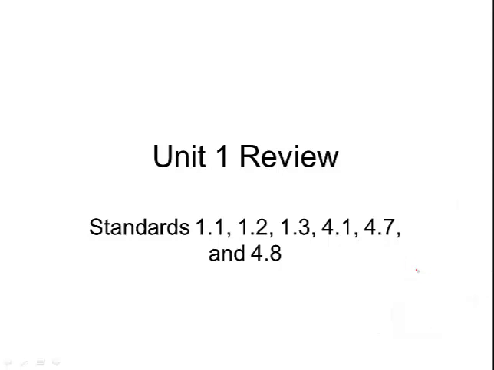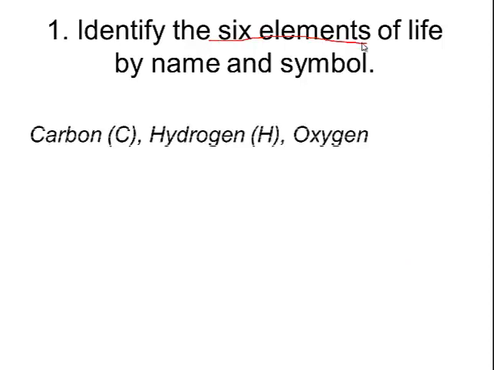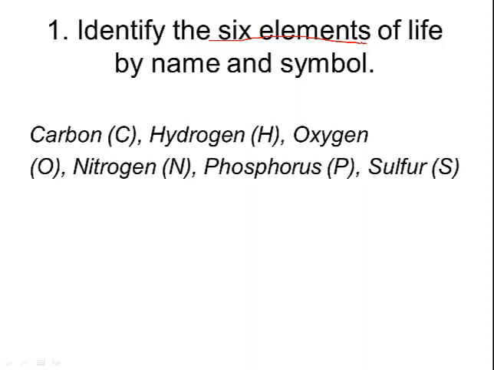Okay, in this podcast we're going to do a quick review of all the concepts that we learned in Unit 1, which was standards 1.1, 1.2, 1.3, 4.1, 4.7, and 4.8, basically the chemical basis of life. So what we're going to do is go over each of the essential questions that you are supposed to be responsible for. So number 1, you need to be able to identify the 6 elements that are essential to life by name and symbol. So remember, these are carbon, hydrogen, oxygen, nitrogen, phosphorus, and sulfur. So you got to know your CHNOPS.